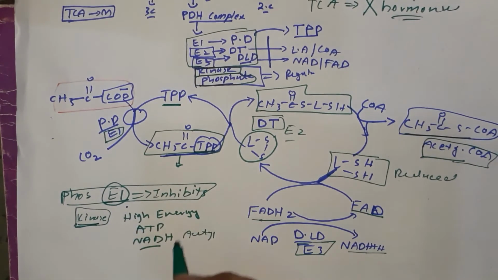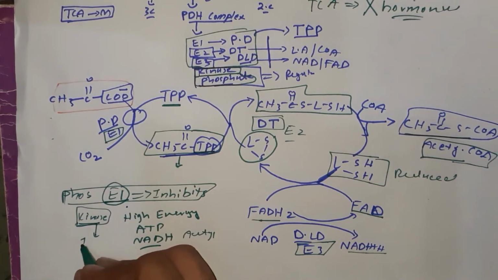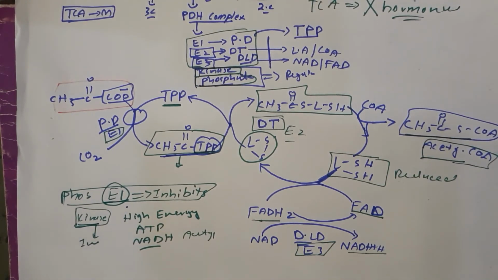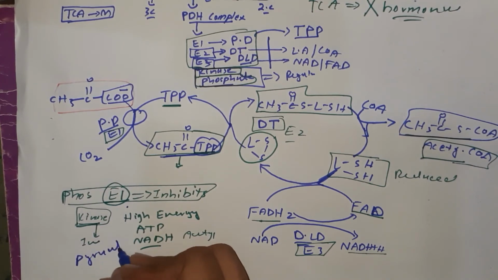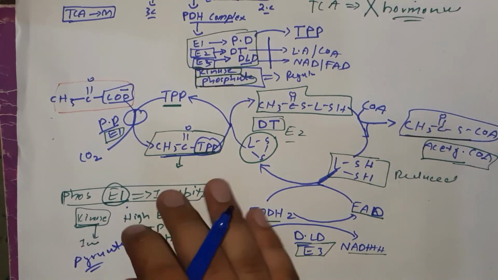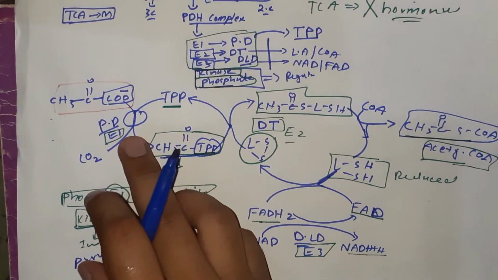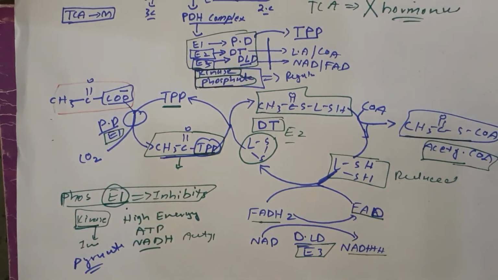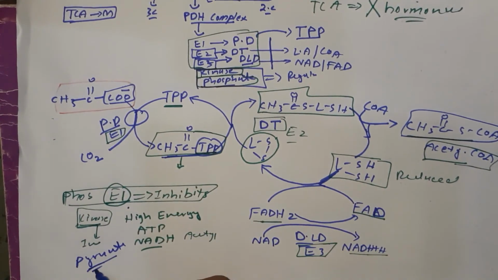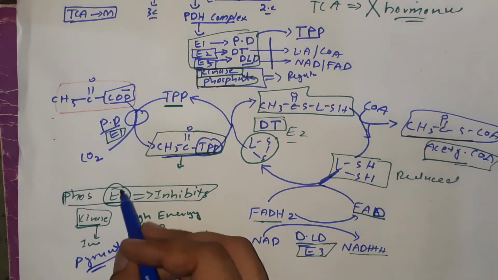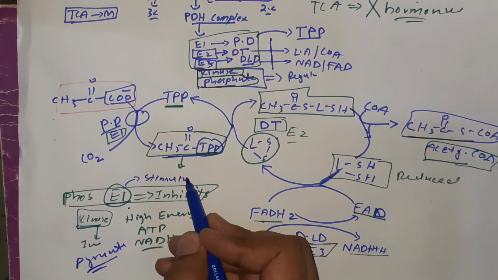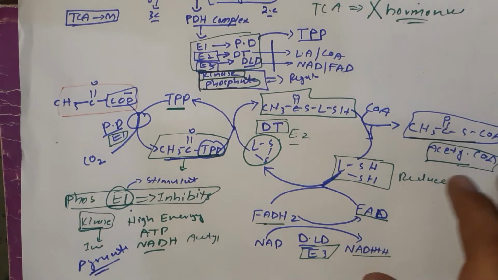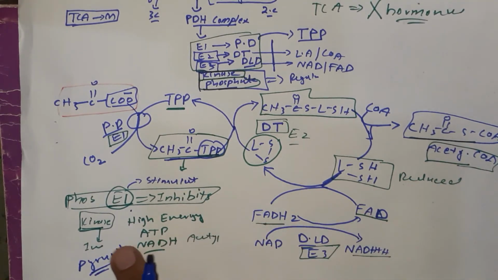Kinase is inhibited by a higher concentration of pyruvate. When there is accumulation of pyruvate in the cell, it signals that pyruvate is too much and this pyruvate needs to be converted into acetyl CoA, and this pyruvate inhibits kinase. As a result, E1 is stimulated and acetyl CoA is formed, and this reaction proceeds in the forward direction. So this is the regulation of E1 and kinase activity.